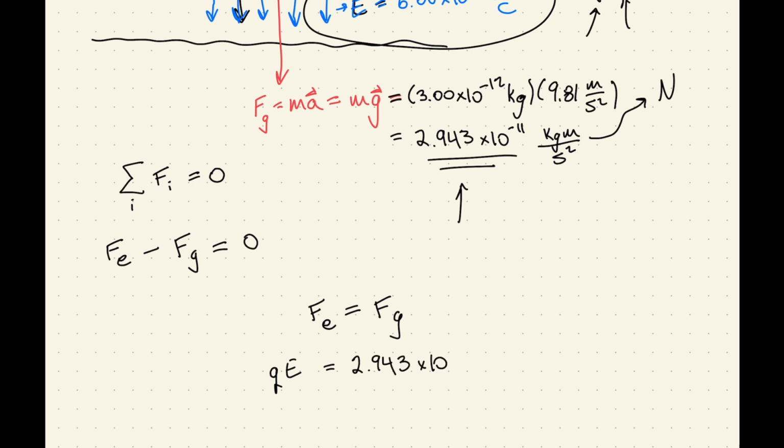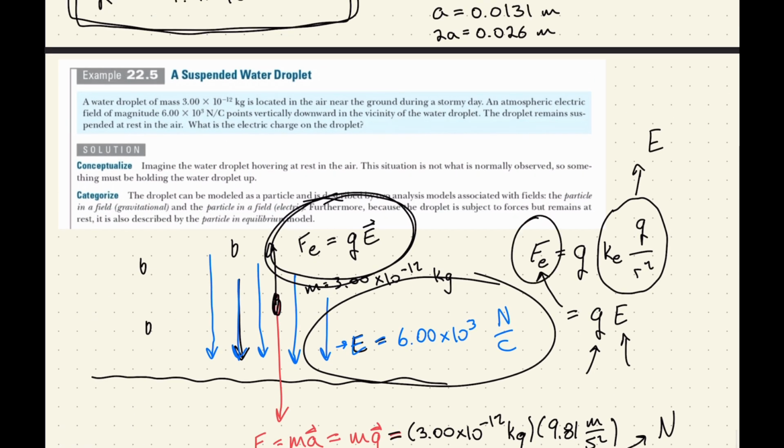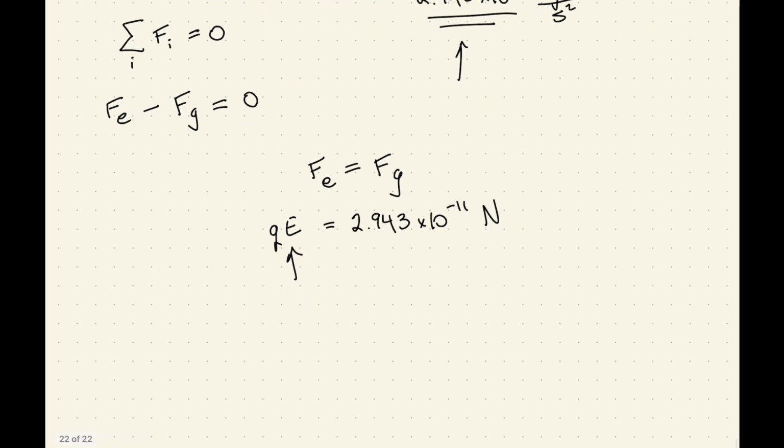2.943 times 10 to the negative 11 newtons. On this side, we have Q times E, which is equal to a force, and we know force has units of newtons. And if you want, we can divide both sides by E to get an equation for the charge.